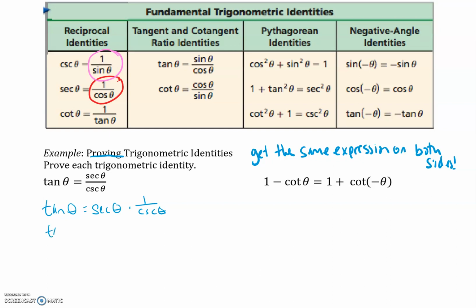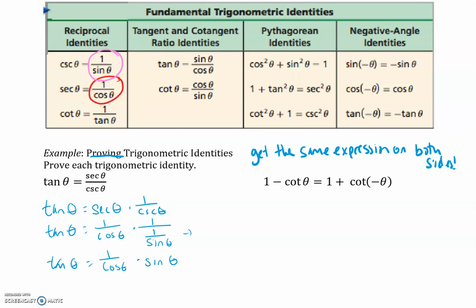So then tangent theta equals 1 over cosine theta. And then I can do the same thing here. Cosecant theta is 1 over sine theta. So I'm going to make this 1 over sine theta. And we've done these fractions inside a fraction a lot, but remember that's 1 divided by 1 over sine theta. So we can do that fraction division, which turns into multiplication, and we'll end up with 1 over cosine theta times sine theta.